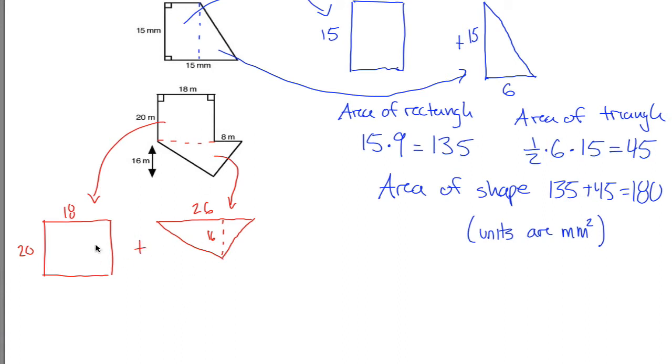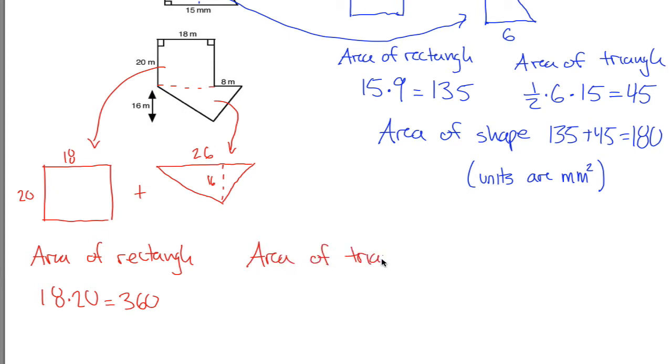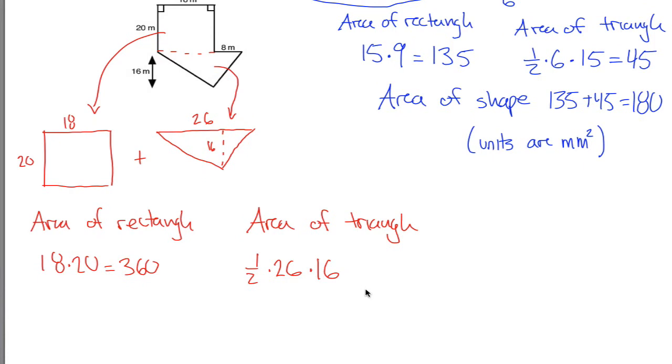So really this shape is this thing plus this thing. Area of the rectangle is the length times the width, so it's 18 times 20, which ends up being 360. And the area of the triangle is 1/2 times the base times the height. So it's 1/2 times 26 times 16, which is 13 times 16, which is something. Yeah, I'll cheat. I'll pull out a calculator. 208? Yeah, I think that's 208.